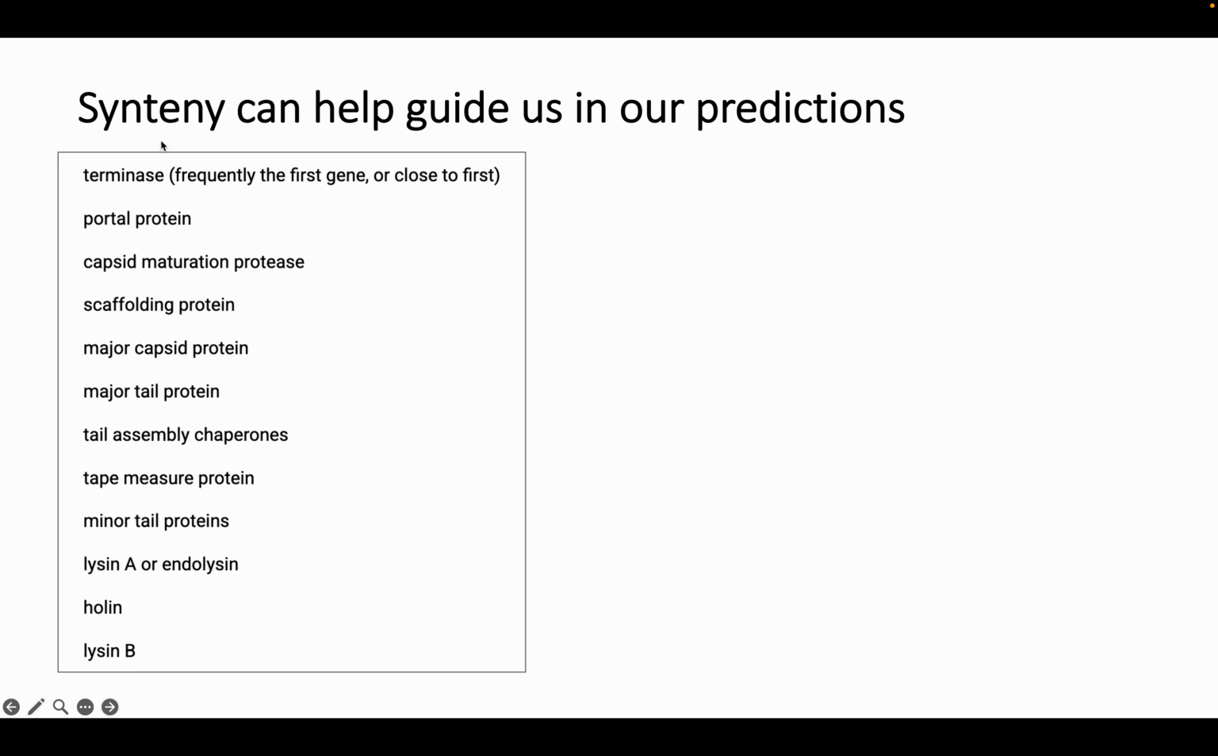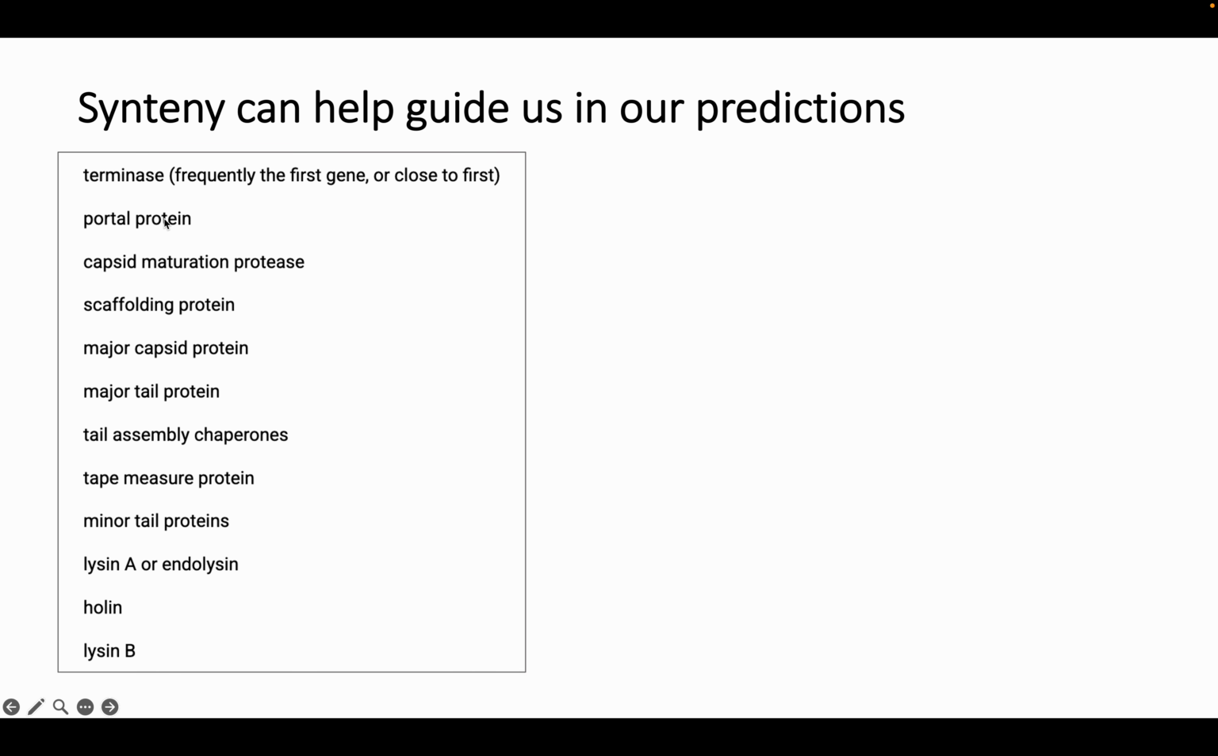And so you guys can open up your guide and have this list. But basically, this allows us to use synteny as part of our evidence for making gene calls. And I'll use the example of the gene that I'm going to be calling today. I'm looking at a gene in the Clipper genome that is going to be preceded by a terminase and followed by a capsid maturation protease.